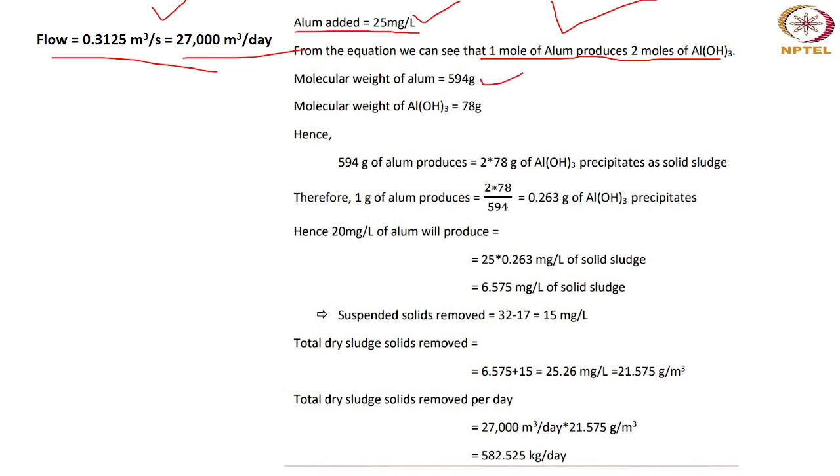You can calculate easily. The molecular weight of Al(OH)3 is 78 gram. So it is as simple as the unitary method which we have been doing since class 6 or 7. So 594 gram of alum produces 2 into 78 gram of Al(OH)3, that will precipitate as a solid sludge, right?